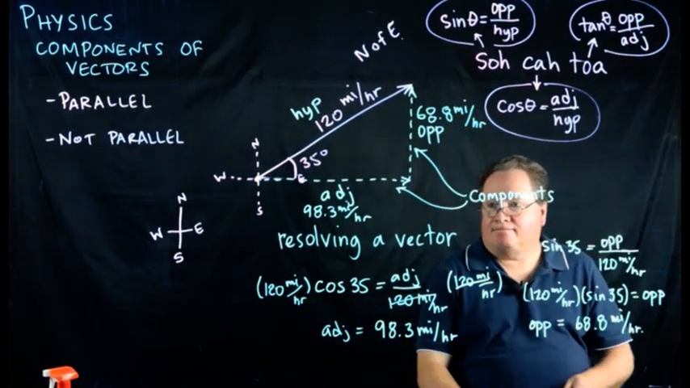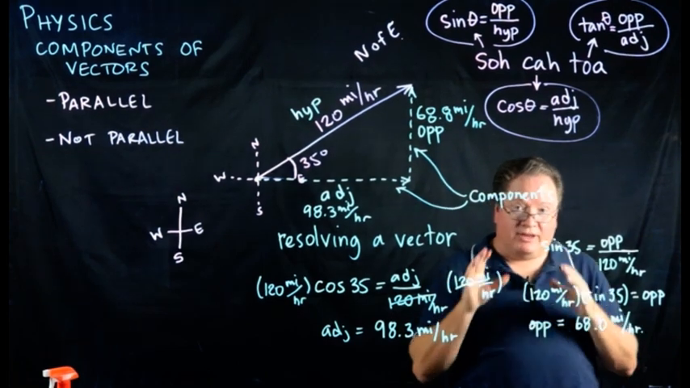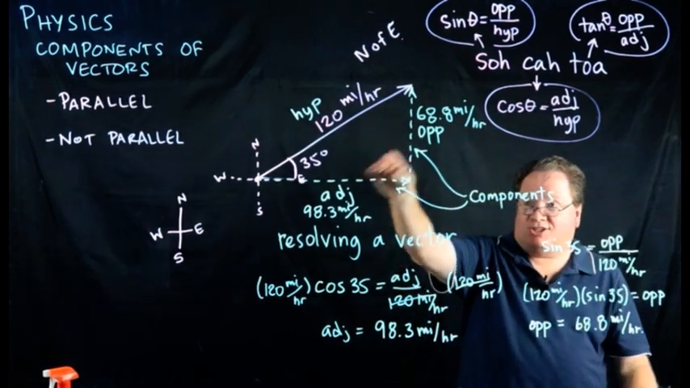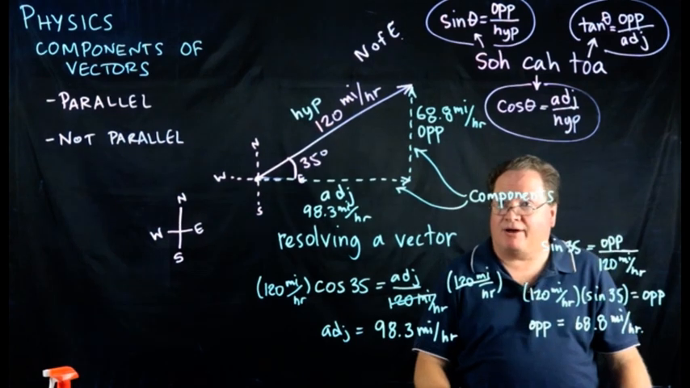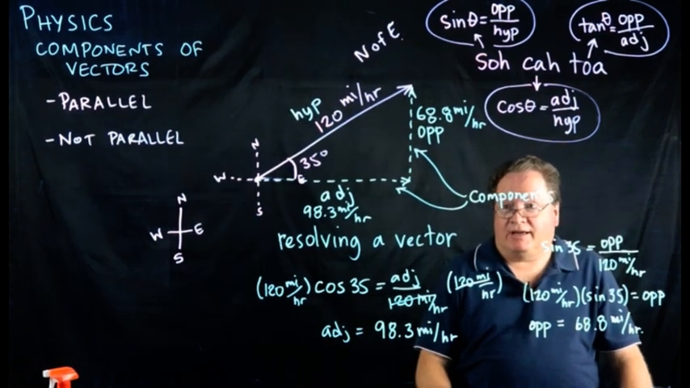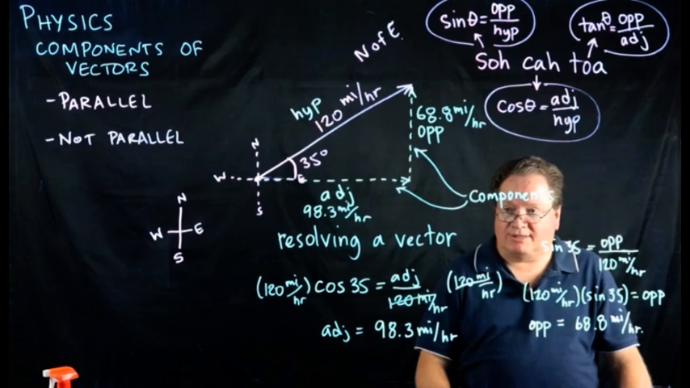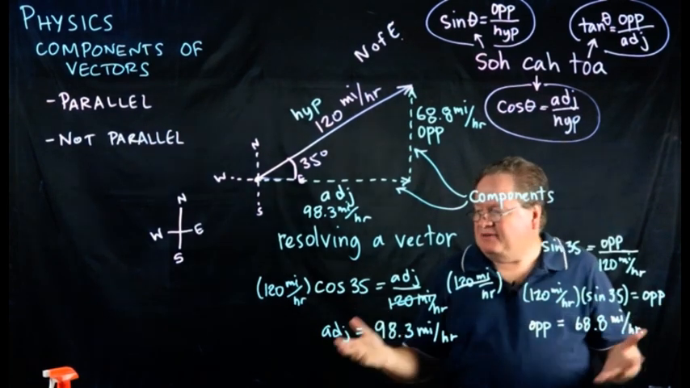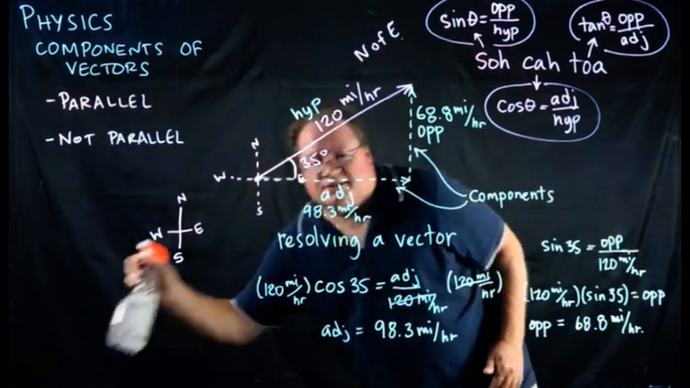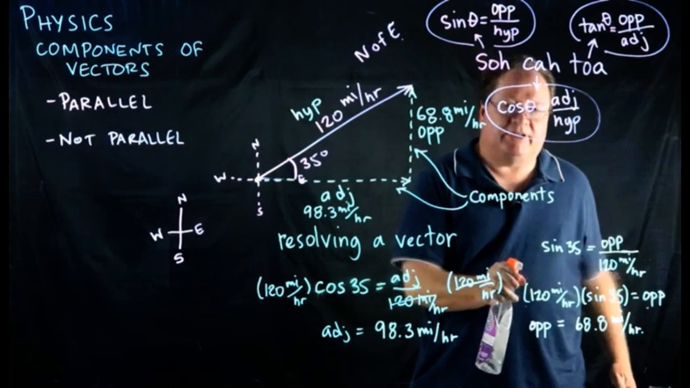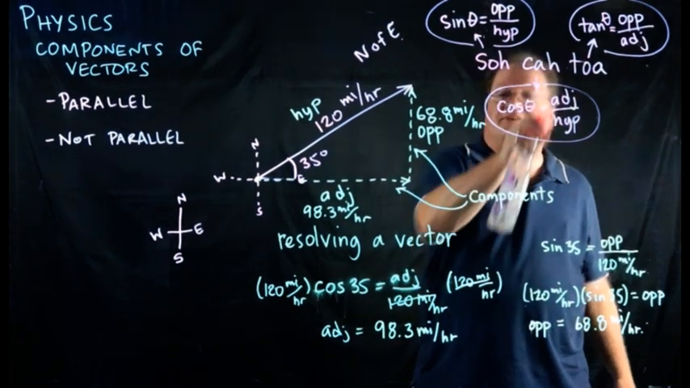Okay, so we now have the components. We have resolved that single 120 mile per hour vector into two components. So why would we need to do that? Let me get this cleaned up just a little bit here. And then I'm going to talk about why we might want to do that kind of thing.